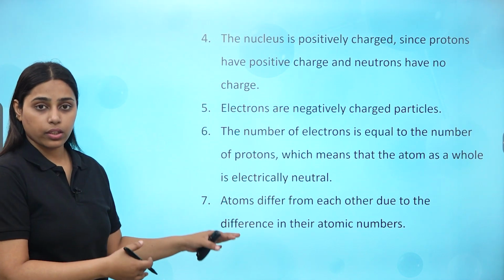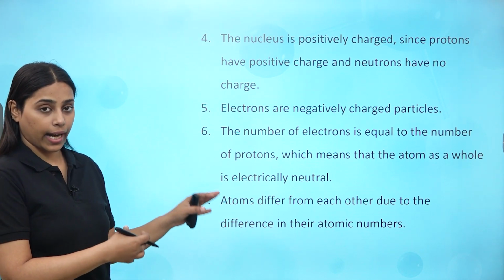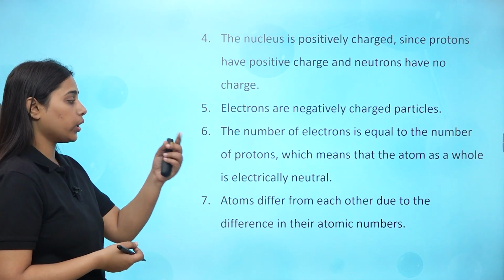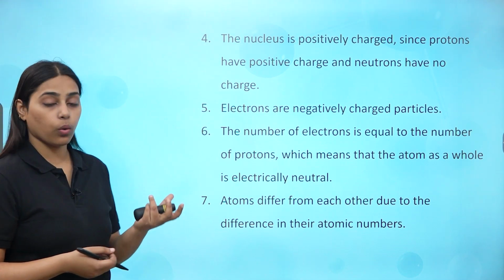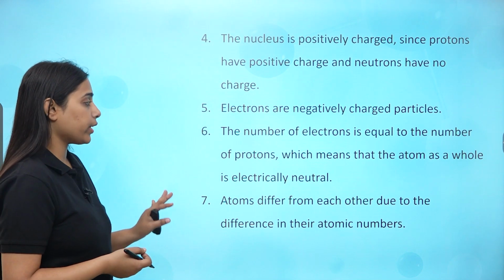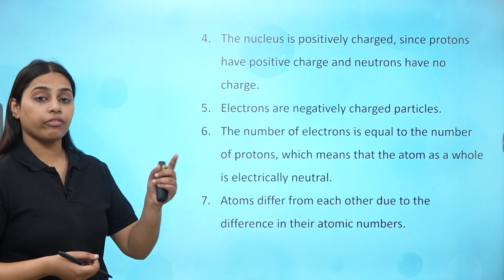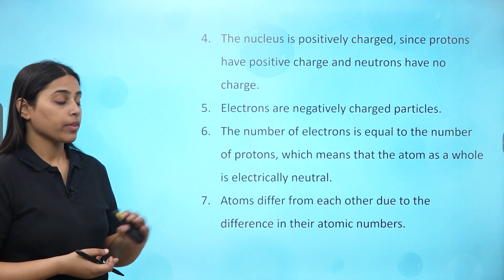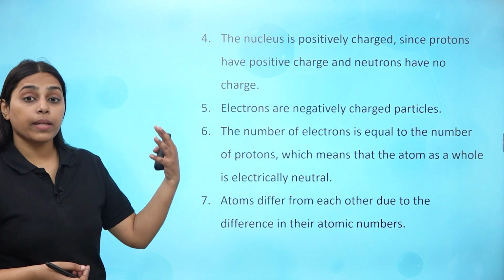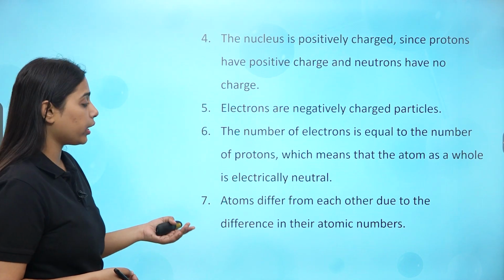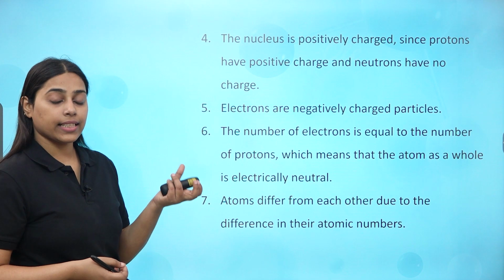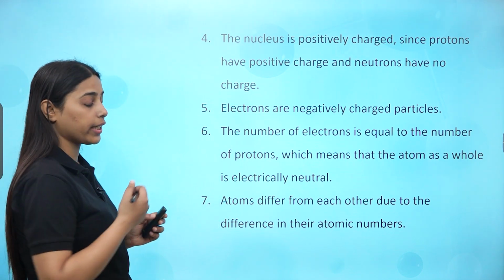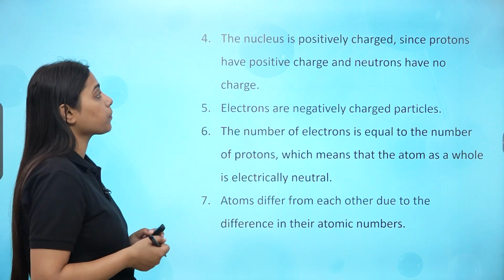So we have here only summarized the concept of an atom in modern terms. The number of electrons is equal to the number of protons, which means the atom as a whole is electrically neutral. We have discussed all these things. Atoms differ from each other because of the difference in their atomic numbers. Why? Because they will have different proton numbers, so definitely their characteristics will change according to the number of protons in them, which is an indication of the atomic number only.